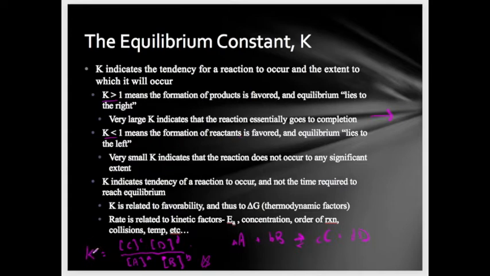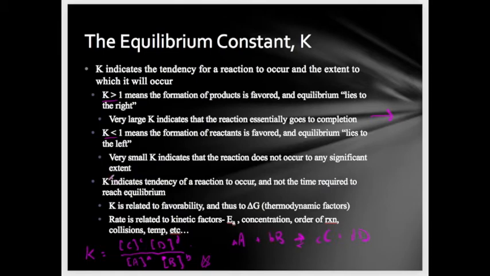If my K is so tiny, like 0.00001 or something like that, if my K value is some really small decimal or really small fraction, that means I've hardly formed any products at all. And so basically, the forward reaction did not occur to any significant extent. I just have reactants remaining. I haven't made any products really. All right.